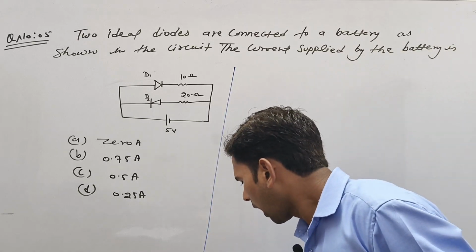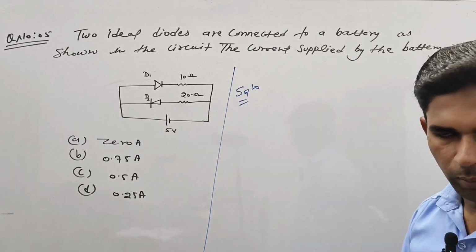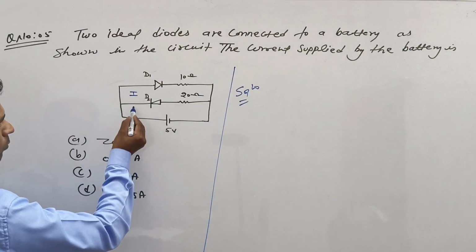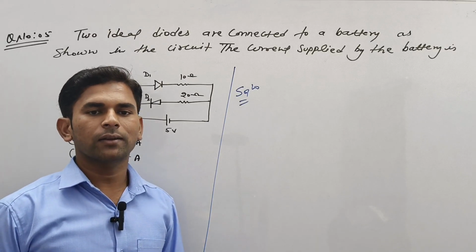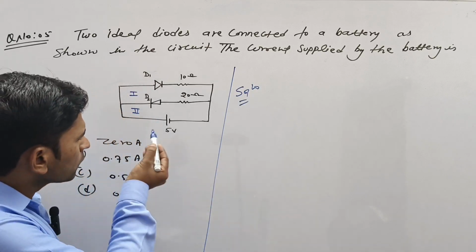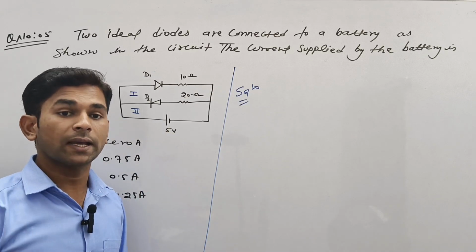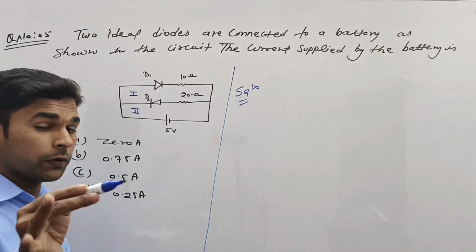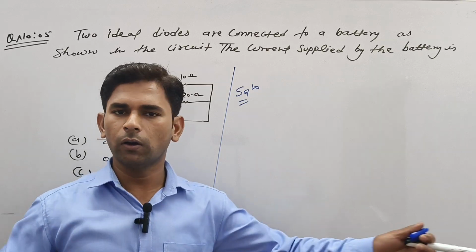So how can you solve this problem? First, you will check the forward biasing or reverse biasing situation. Whenever you face a diode problem connected with a battery, you check the forward or reverse biasing situation, because in forward biasing there will be a flow of current, but in reverse biasing there will be no flow of current.